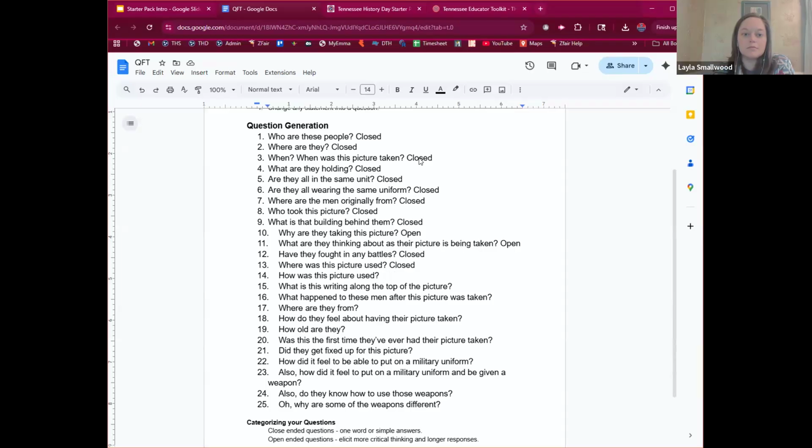Because I guess, depending on how you're looking at it, it could be like, oh, this was used for propaganda, or oh, this was used to promote enlistment. I just think it's pretty straightforward, depending on who's asking. And I guess my thinking on open is that to answer that question, you're going to have to look at multiple perspectives and multiple things, and build an argument in order to be able to answer that question.